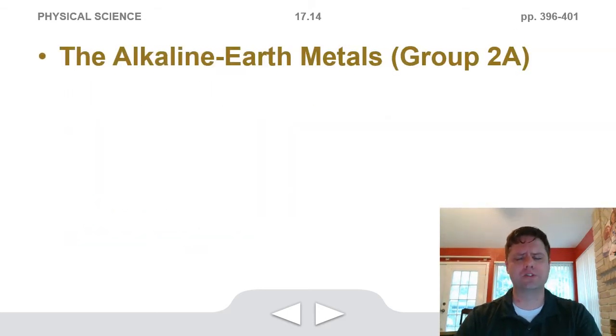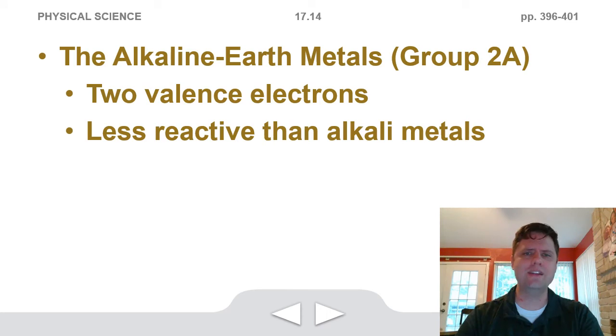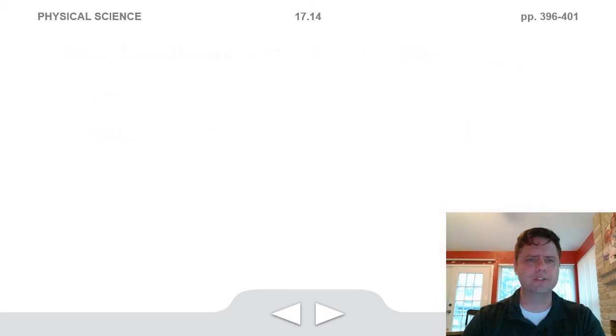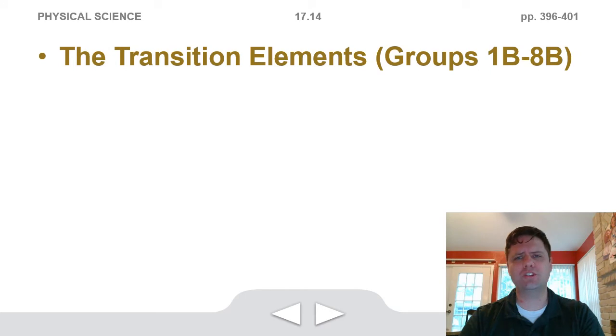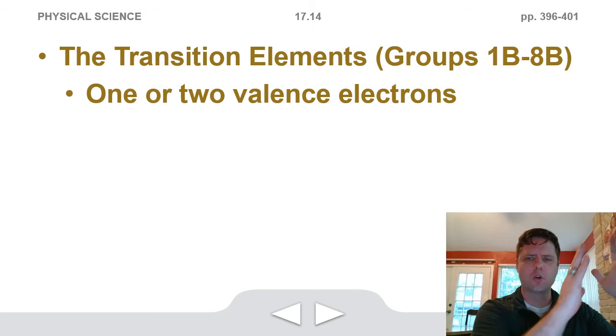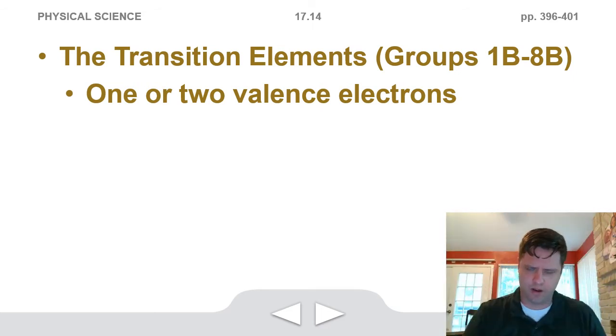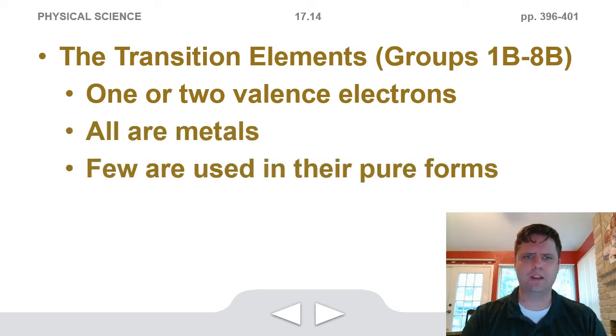Now, the alkaline-earth metals in the second column, starting with beryllium, as we already used as an example, have two valence electrons because they're 2A. They're less reactive than the alkali metals. The transition elements go from 1B all the way through 8B. Remember, the main group is the first two columns and then the last five. The transition group is the stuff in between, and they're also called the transition metals. They all have 1 to 2 valence electrons in their outer shell. They're all metals, and few are used in their pure forms. A lot of times they're used in combination with other things.